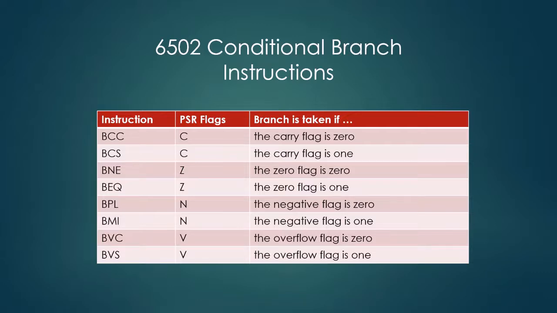This slide presents the 6502 conditional branch instructions. As you can see, the table is organized in such a way that the instructions are presented in pairs. For instance, the branch on carry clear, BCC, and branch on carry set, BCS, instructions both interrogate the carry flag, and they are grouped together. Whereas BNE, branch on not equal, and BEQ, branch on equal, interrogate the zero flag, Z flag, and so on.